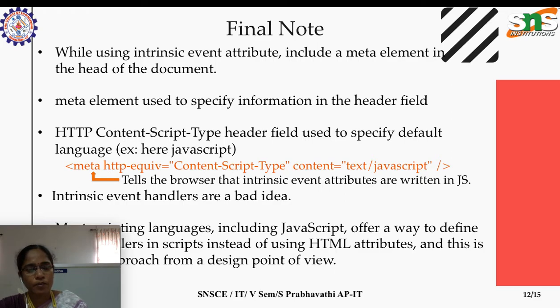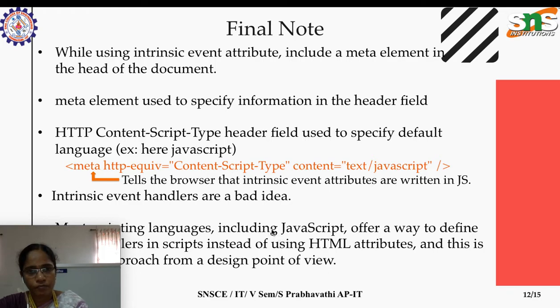And a final note about these intrinsic event attributes is this one. Whenever we use onmouseover, onmouseout, onclick, ondblclick, these intrinsic event attributes, we need to use the meta element in the header part. As I discussed, it tells the browser what default language is used for this script, for this document. So here in this example, in the content attribute, we are specifying the default scripting language is JavaScript.